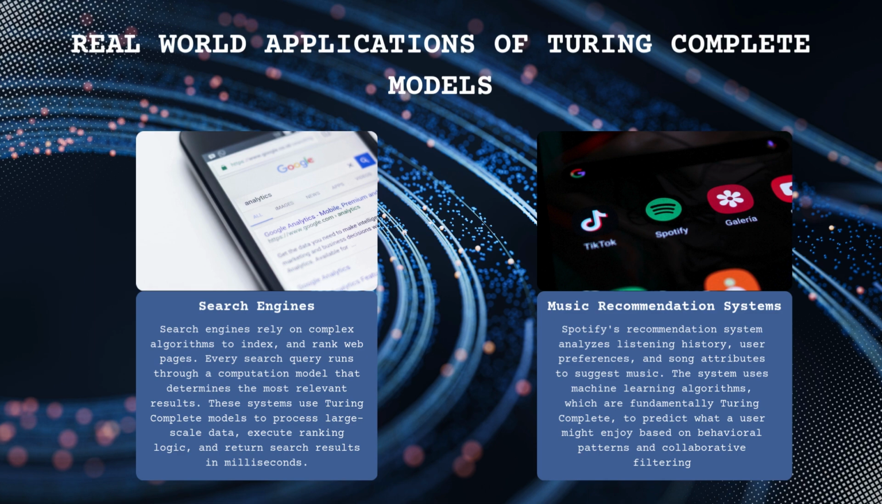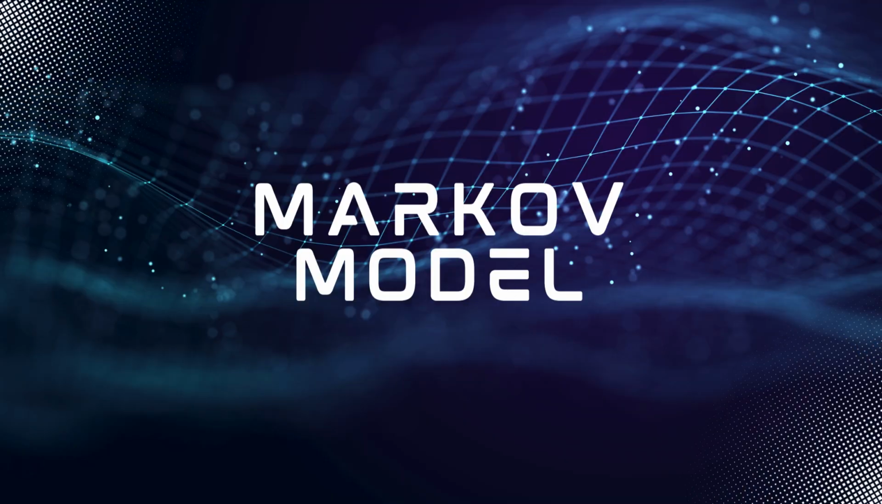The system uses machine learning algorithms, which are fundamentally Turing-complete, to predict what a user might enjoy based on behavioral patterns and collaborative filtering. These systems analyze user behavior, such as song histories, skips, and likes, to predict what a music user might enjoy. By leveraging machine learning, which operates on Turing-complete principles, these platforms continuously refine their recommendations based on new data.